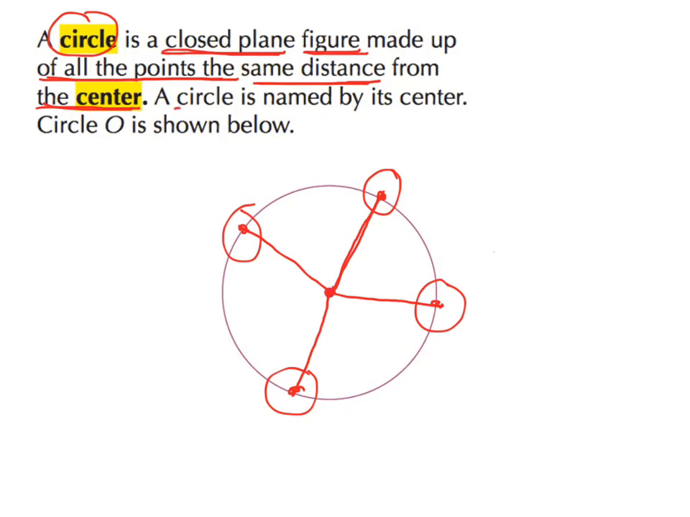The circle is named by its center. Whatever letter you give to the center, the circle is named by that letter. For example, we will label the center as O. So the circle O is shown below. This is represented as circle O.